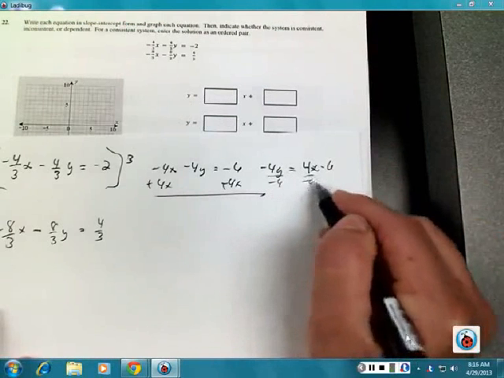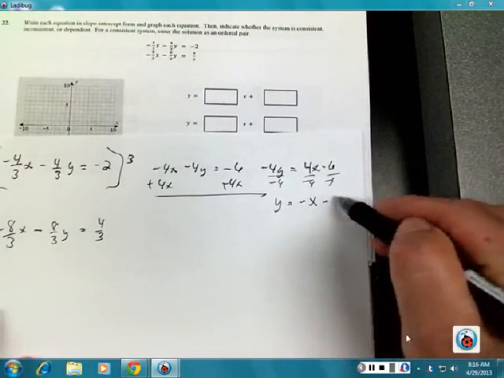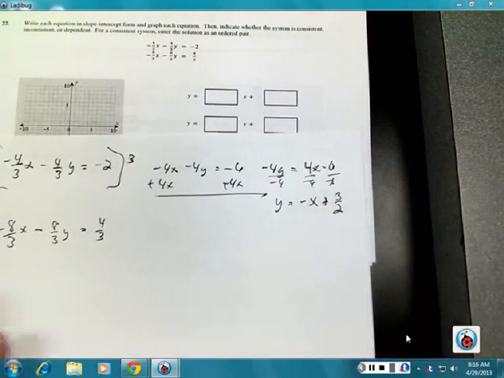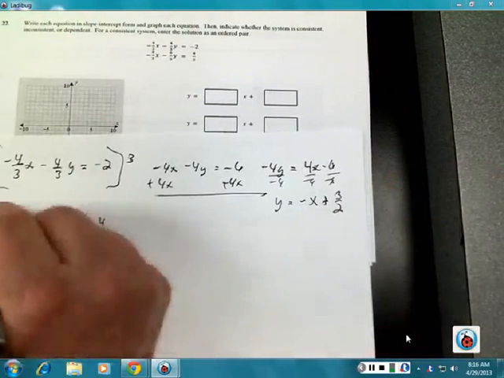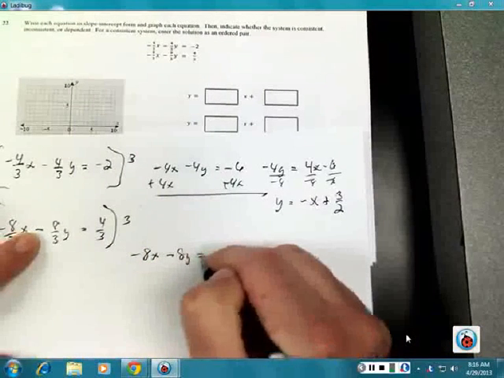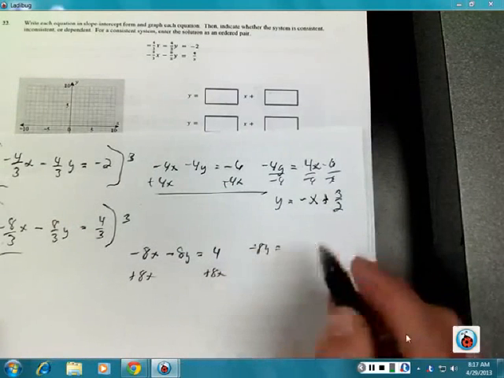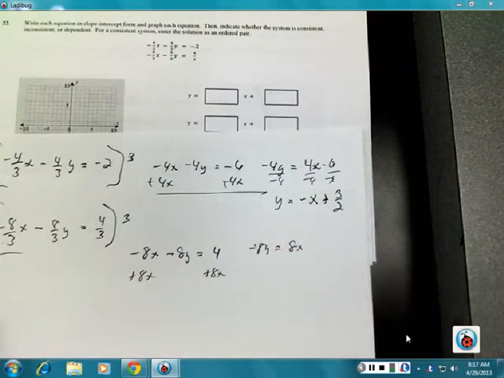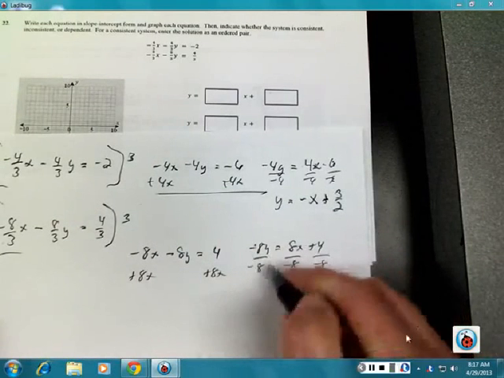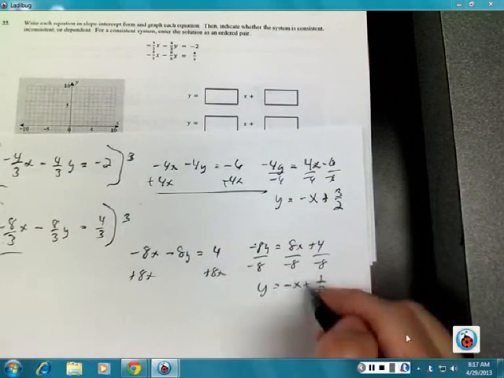Divide by negative 4. And I find y is equal to negative x minus 3 halves when you reduce that, because 2 will go into 6 three times, and 2 goes into 4 twice. So that's what it comes down to. Do the same thing with the second one. And so the 3's cancel. It's negative 8x minus 8y is equal to 4. Same thing, add 8x, gives me negative 8y is equal to 8x plus 4. Divide by negative 8. And I find y is equal to negative x minus 1 half, with my signs.